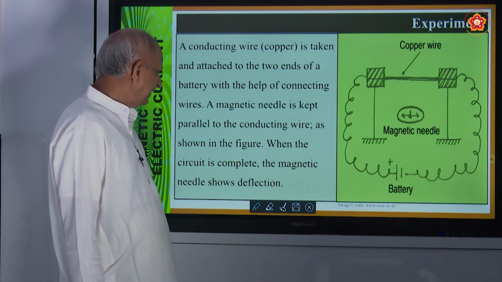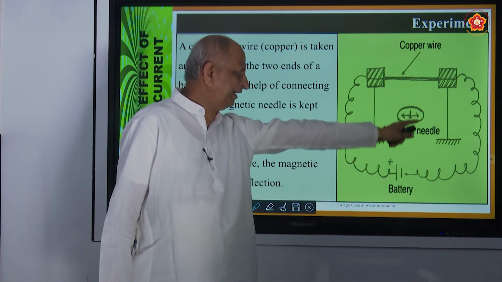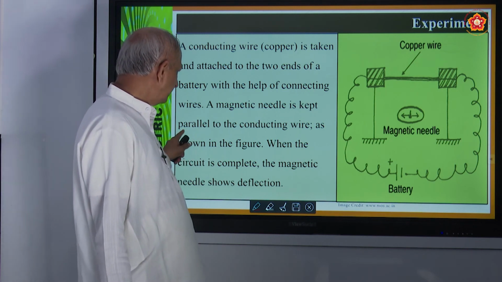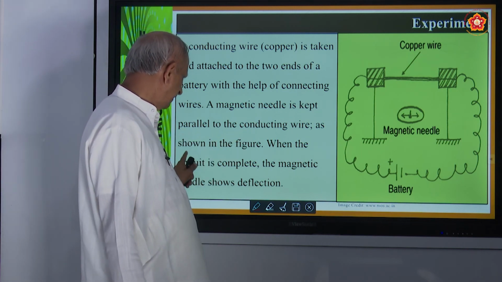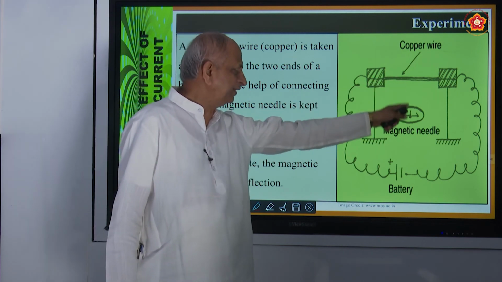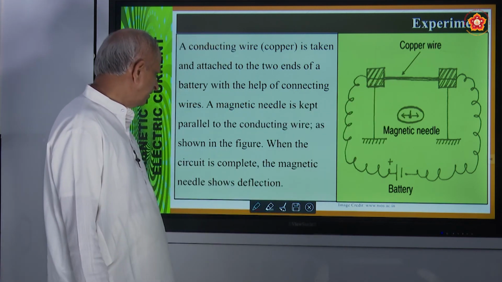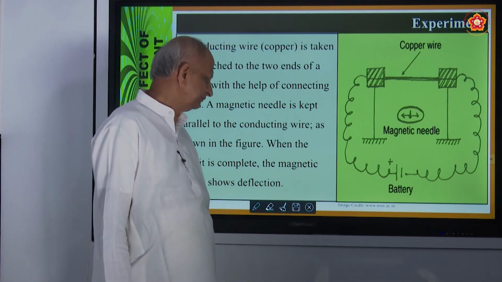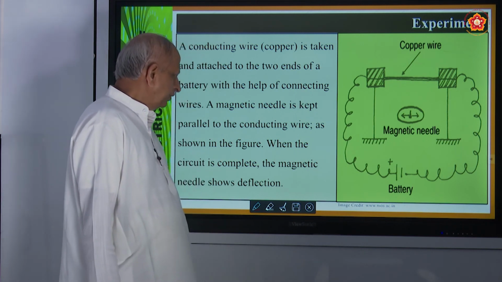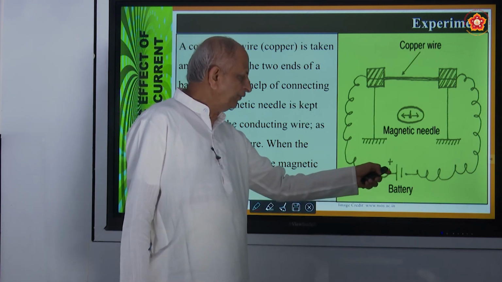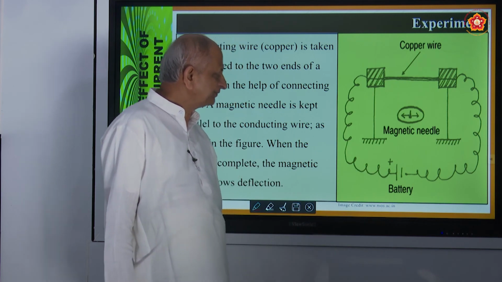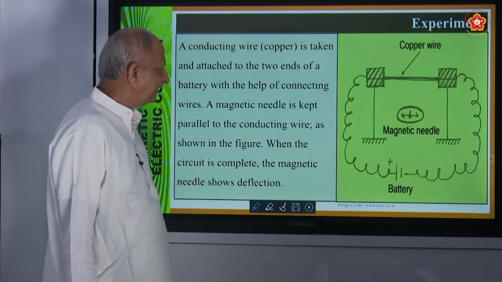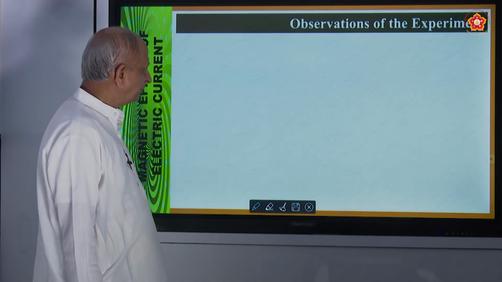A magnetic needle is kept. This is called a magnetic needle. It is kept parallel to the conducting wire as shown in the figure. And what do you observe? When the circuit is completed, the magnetic needle shows deflection. Before passing current, there will be no deflection. Only when you start flowing current, there will be deflection. So that is the observation.